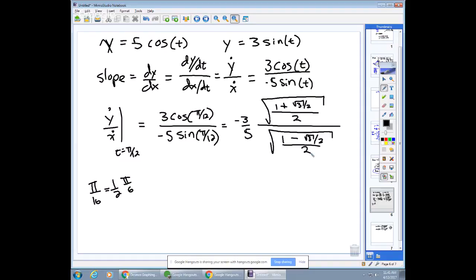Is this going to clean up much? Sheesh. Well, the dividing by the 2 inside the square root, top and bottom, that's going to cancel out. You all with me on that? So that's going to be gone. So then we're going to have a -3/5 times, let's see. Oh wait a minute, oh yeah, that works out. 1 plus the square root of 3 over 2 in the top, and 1 minus the square root of 3 over 2 in the bottom, all inside the square root.